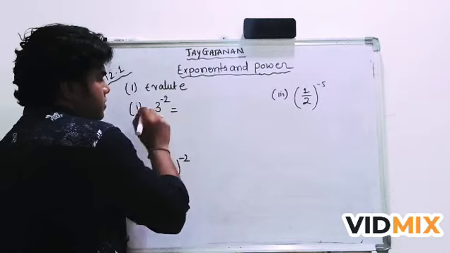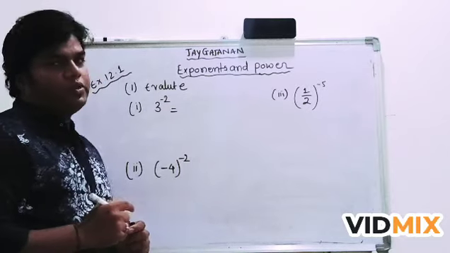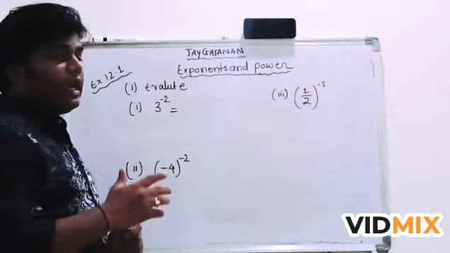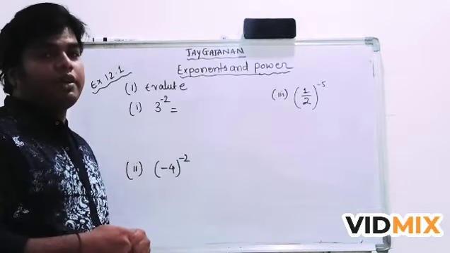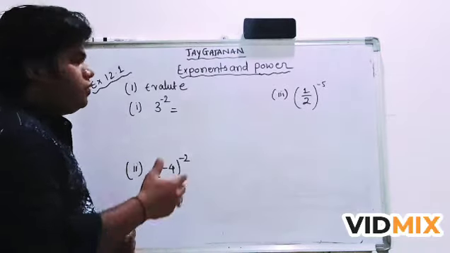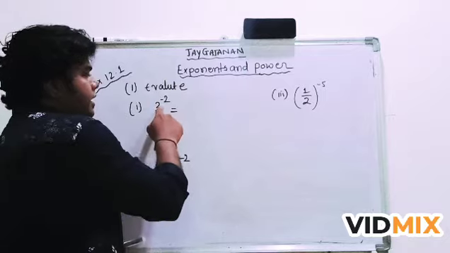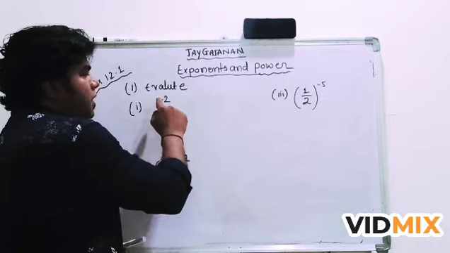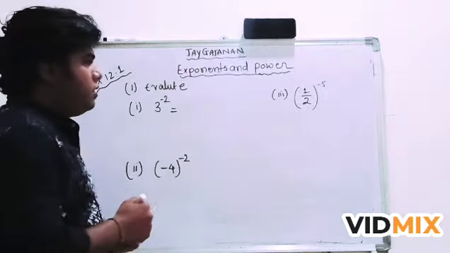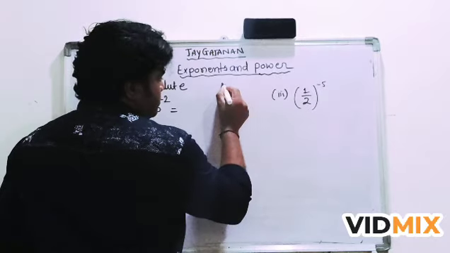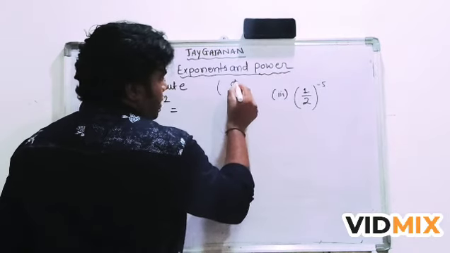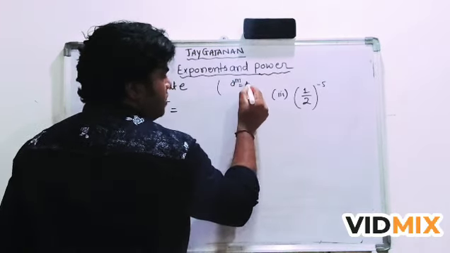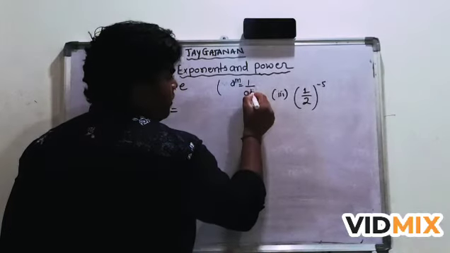First one is 3 to the power minus 2. We have to solve this, and we have seen 7 to 8 identities in the previous video, so we have to recall those identities. In that identity, I told you that a to the power minus m, by using a to the power minus m, this will give you 1 upon a to the power m.